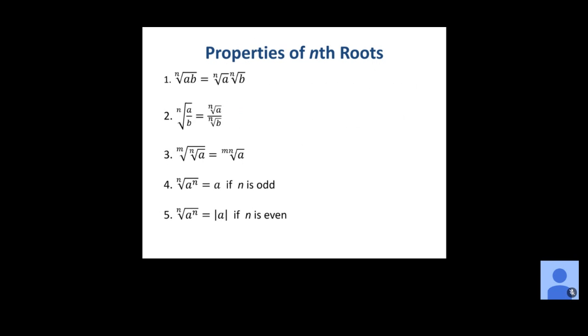Now, if you have a root of a root, what we can actually do there is combine those two into a single radical, and we can multiply the index values together. So notice here we have the mth root of the nth root of a. We're just multiplying m times n to give us our new index.